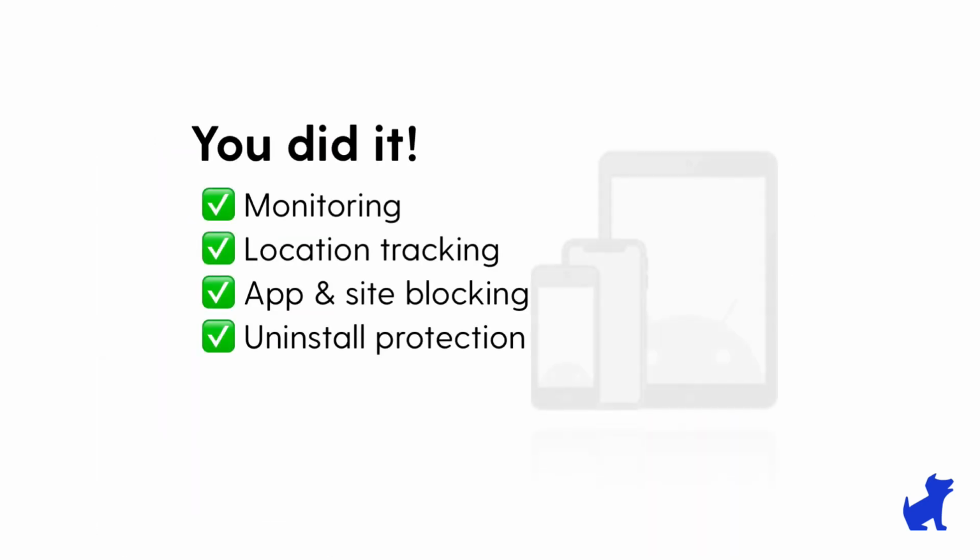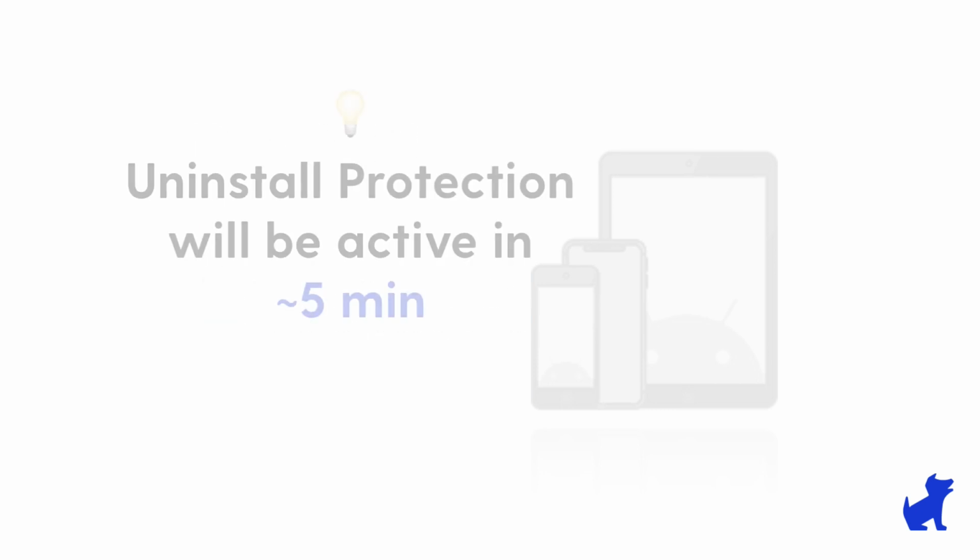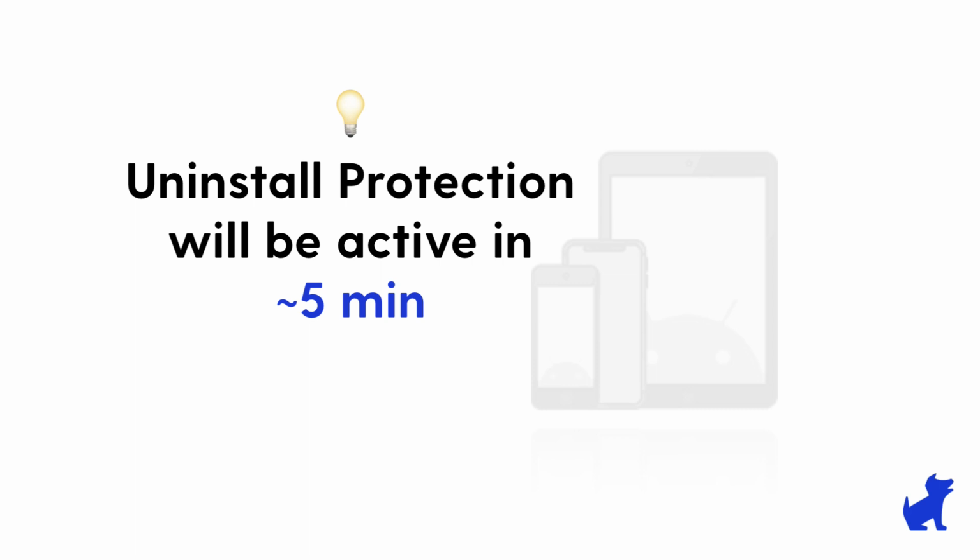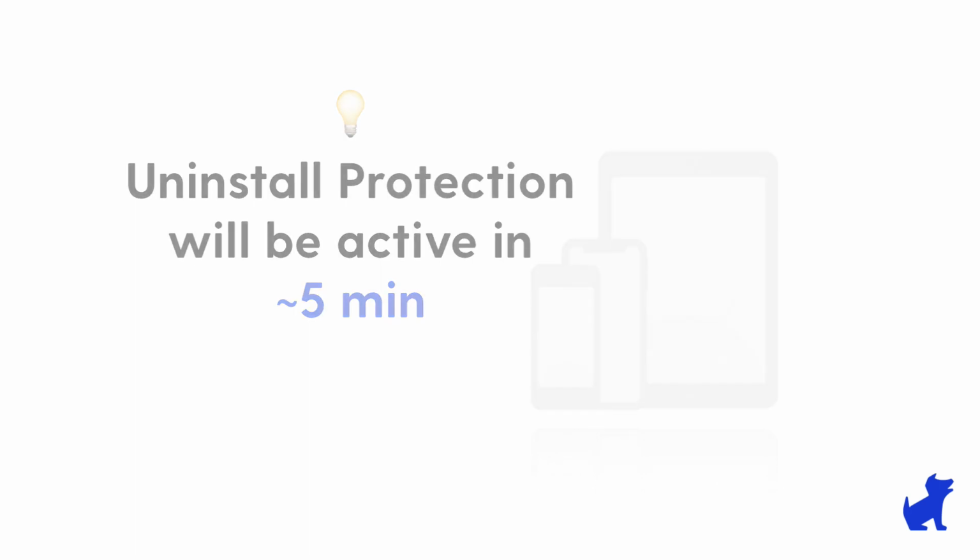That's it. You've now set up monitoring, screen time, and location features on your kid's Android device. Also keep in mind that after 5 minutes or so, our uninstall and setting protections kick in. Your kid can't uninstall the Bark Kids app, nor edit important Bark settings without your permission.